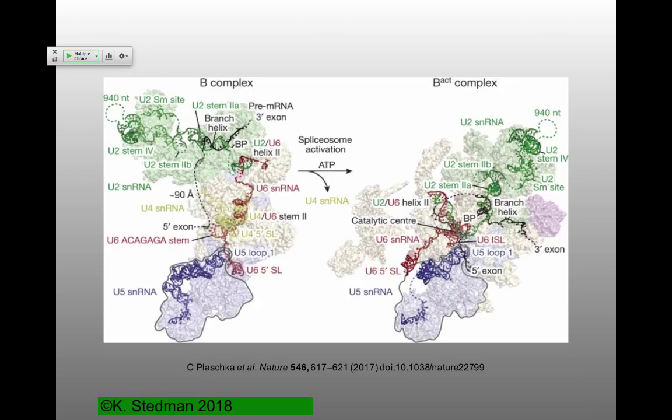This is great, except this is the normal spliceosome. And in terms of thinking about alternative splicing, how does alternative splicing start to influence this spliceosome?